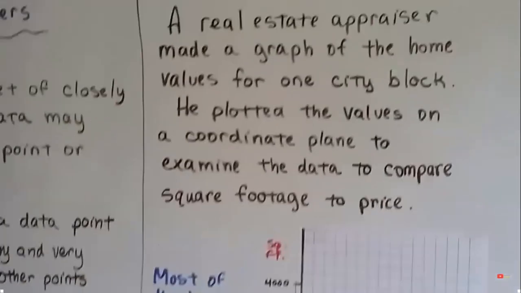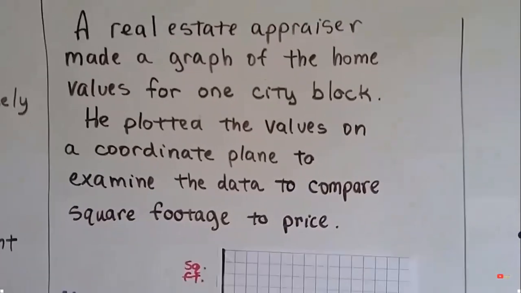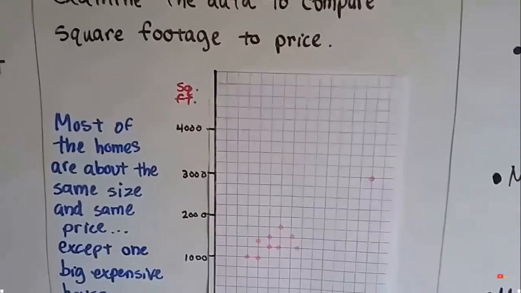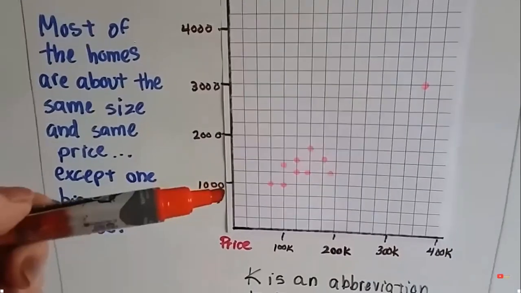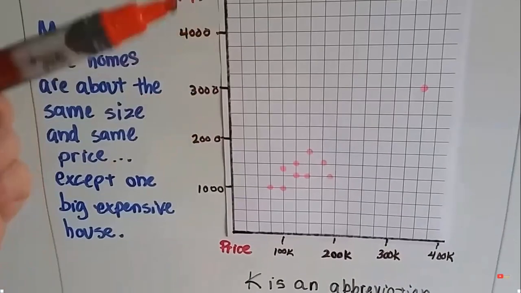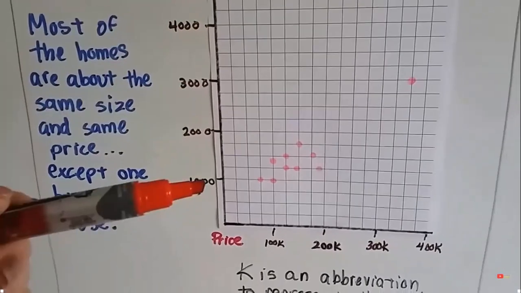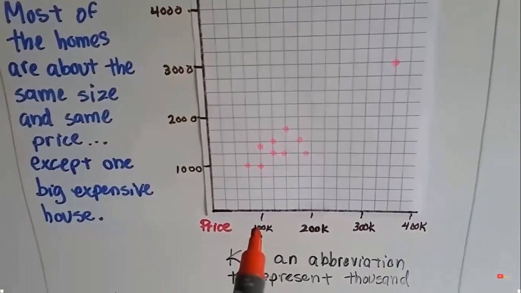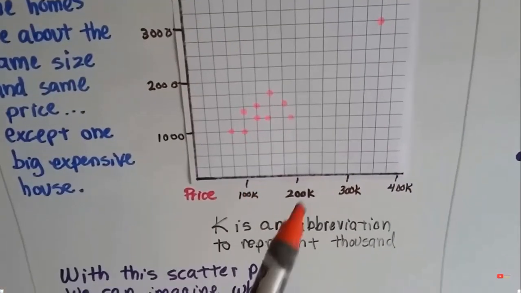Well, a real estate appraiser made a graph of the home values for one city block, and he plotted the values on a coordinate plane to compare square footage to price for the houses. And this is what he came up with. So here's 1,000 square feet, 2,000, 3,000, 4,000. That would be a very big house, wouldn't it? Most houses are between 1,000 and 2,000 square feet. And here are the prices: 100,000, 200,000, 300,000, 400,000, in dollars.